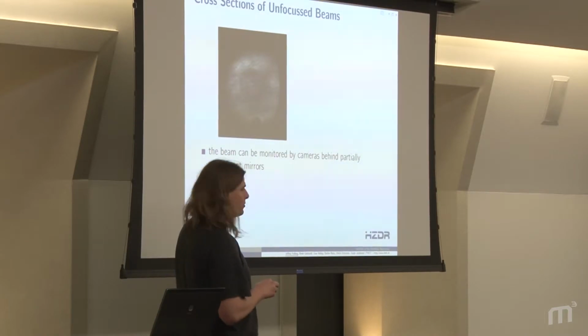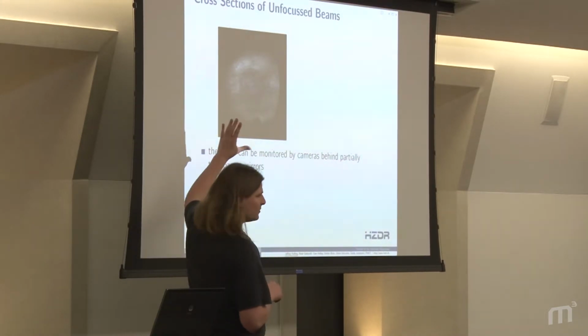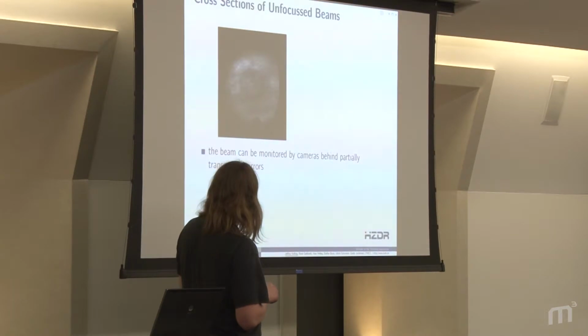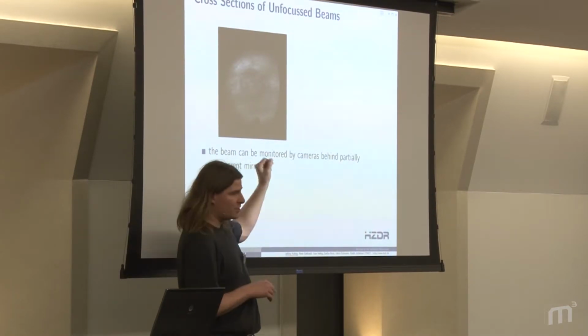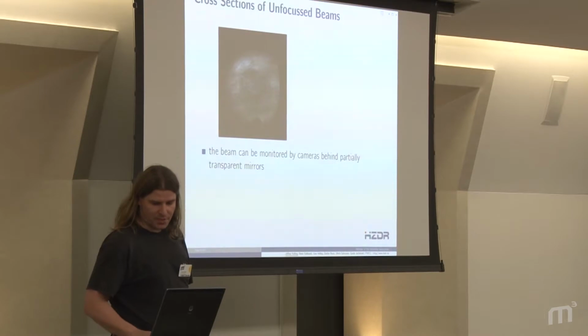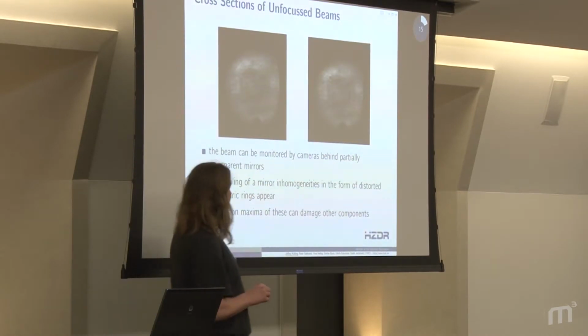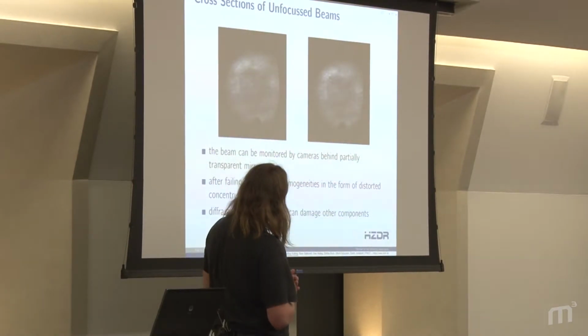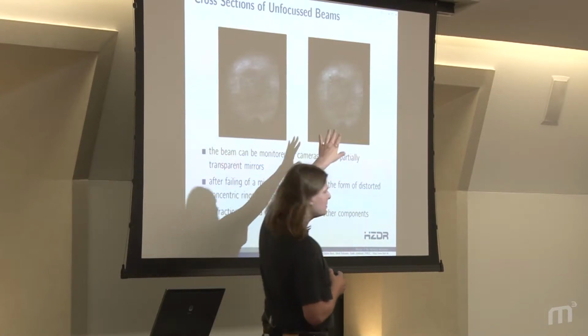There's currently a beam monitoring system in place, which basically takes part of the beam through a semi-transparent mirror, recorded by a camera, and you get these laser cross-sections. This is what we are working on. And sometimes when you have a broken mirror in the beam, you see something like this. I hope you can see this.